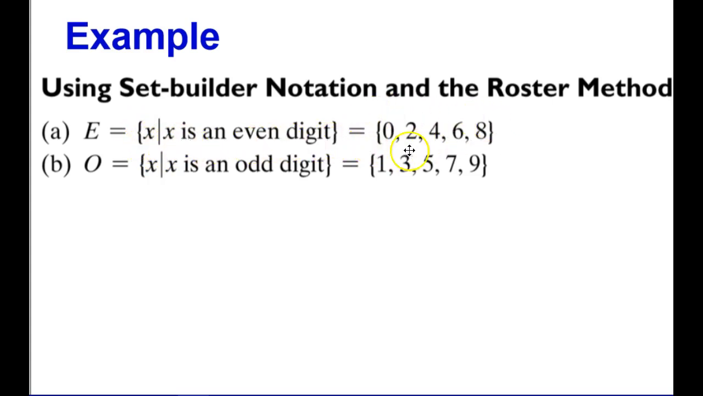So now I can include those in my brackets. Then this O, this set odd, is all x's such that x is an odd digit. So those are included in that bracket. We always want to use brackets to include our sets, and we look inside the brackets to determine what we're actually looking for.